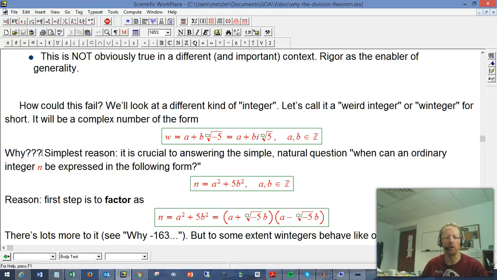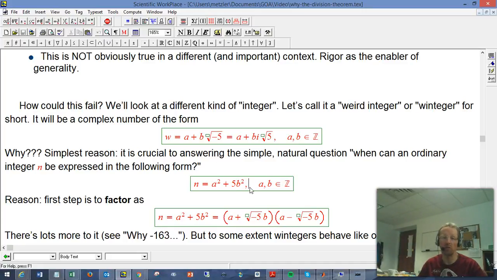And why would you do this? There are various reasons why you'd consider things like this, but here's the simplest motivation that I know of. I want to answer a question that doesn't talk about weird integers or complex numbers or anything at all. It takes an ordinary integer, let's say it's fairly big, to make it a little challenging, and asks the question: can it be expressed as the sum of a perfect square plus 5 times another perfect square?